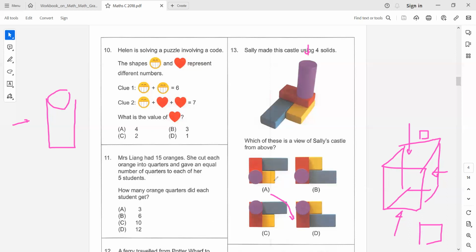Yeah, because A and D are the same. Now the rectangle box is above the yellow and blue, correct? Because the answer should be D, it looks the same. Yeah, it's the same. I think it should be A. You are also correct. A should be correct, but they have given D, right? Yeah. It is the same thing.